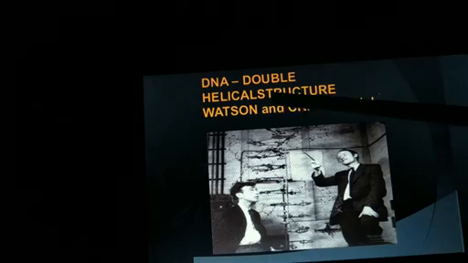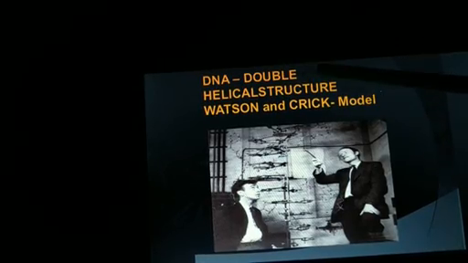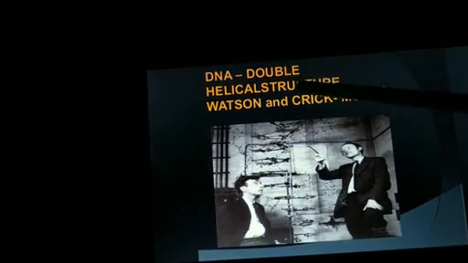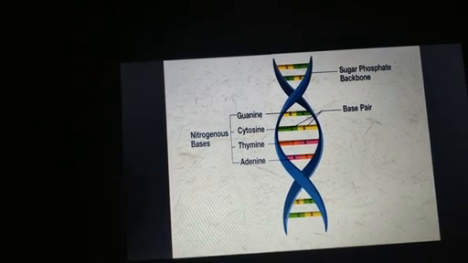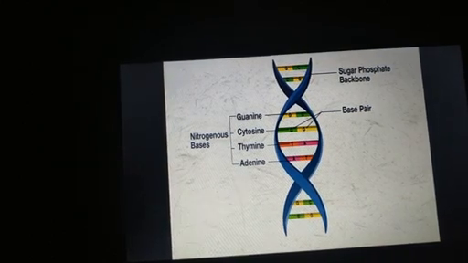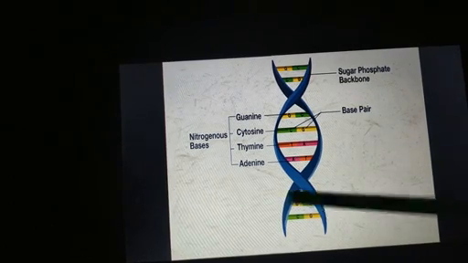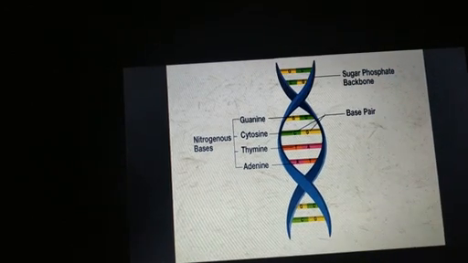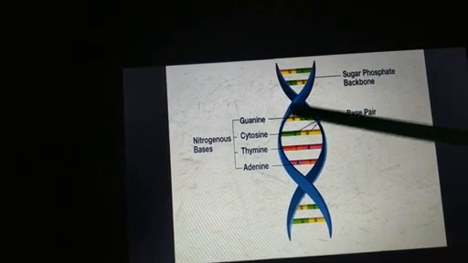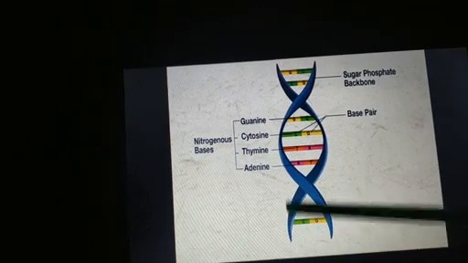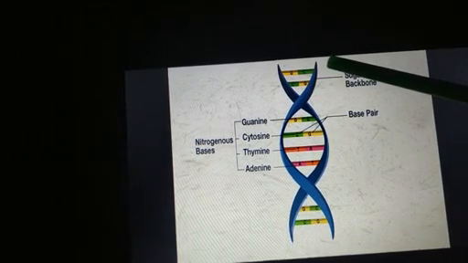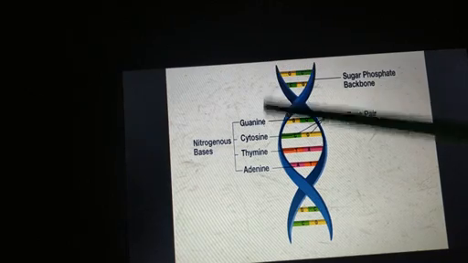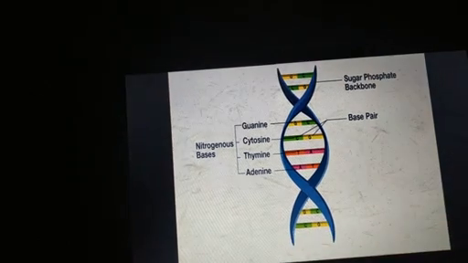DNA is a double helical structure, and the structure of DNA was given by two scientists, Watson and Crick. They gave this double helical structure of the DNA. So this is the double helical structure of DNA. It is composed of two strands. This is one strand, this is another strand. And these strands run anti-parallel to each other. That is, one will start from 5' and it will end in 3' direction. Another one will start from 3' and it will end in 5' direction.